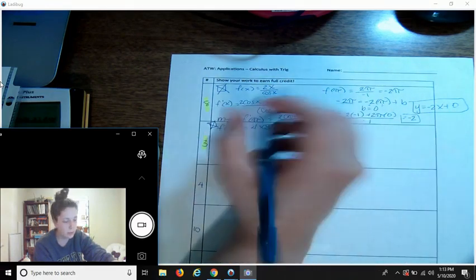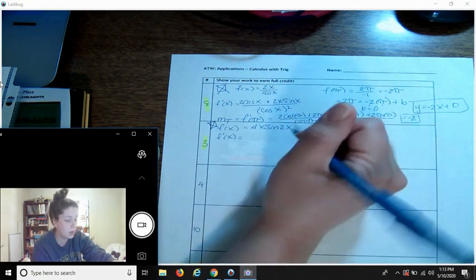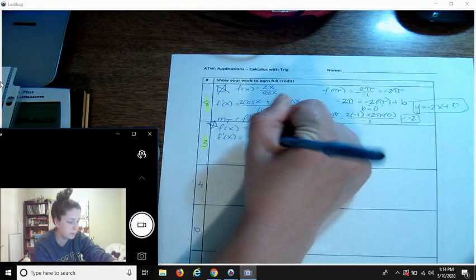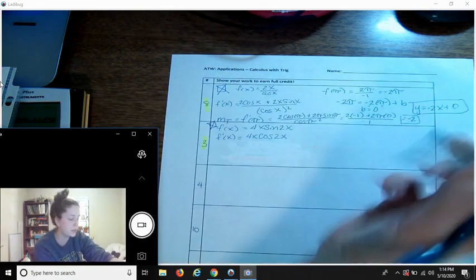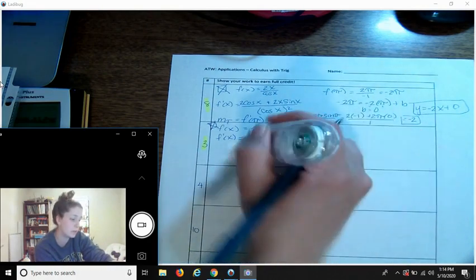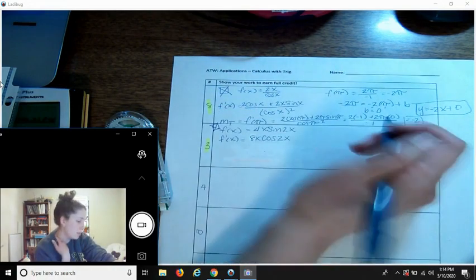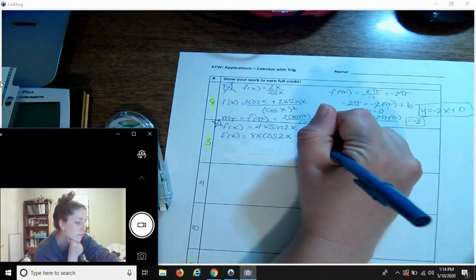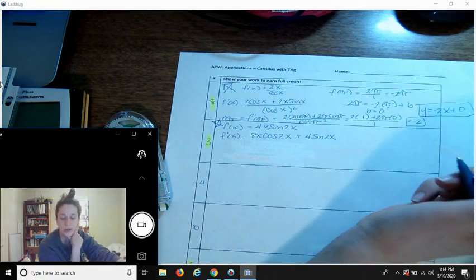So then we take the derivative. We have to use the product rule. So first times the derivative of the second. And when I take the derivative of sine of 2x, I get cosine 2x, but then I have to multiply by 2. So this just turns into an 8. Plus second times the derivative of the first. So I get 4 sine 2x. Okay, so that should be my derivative.